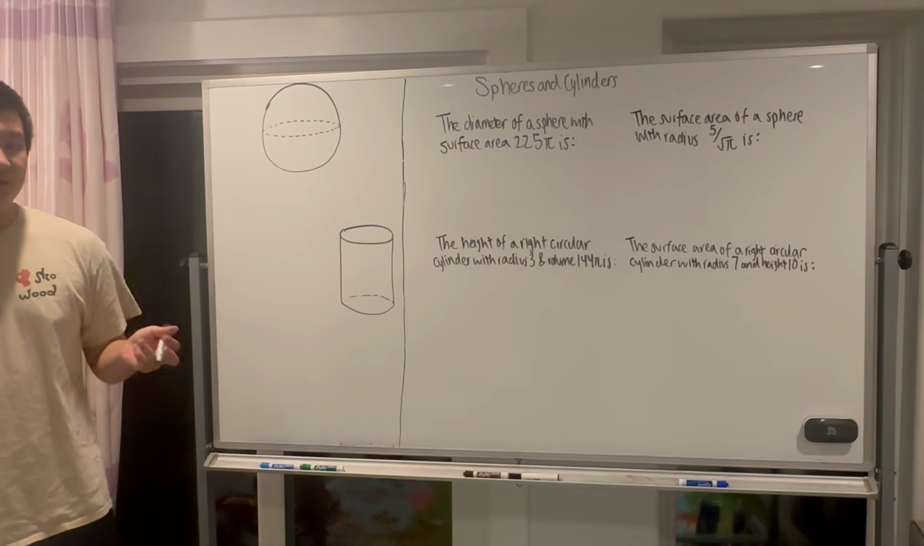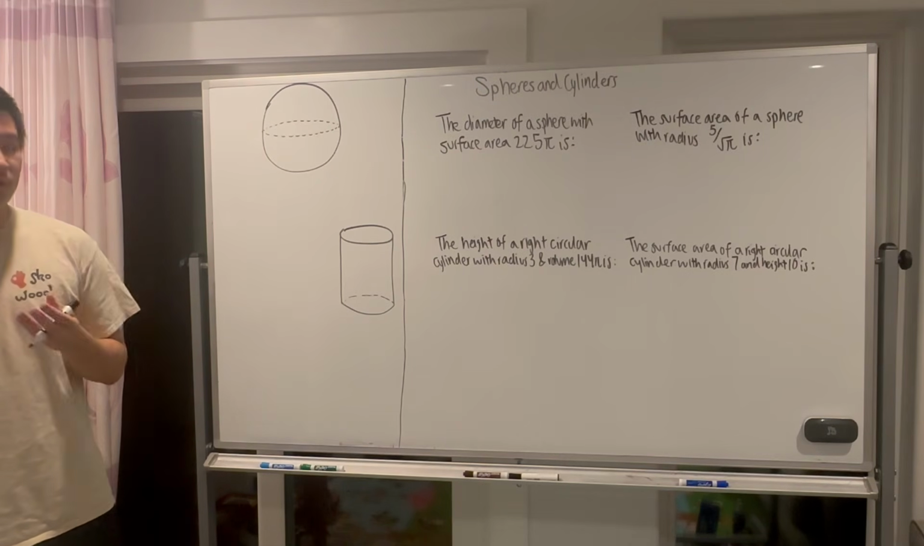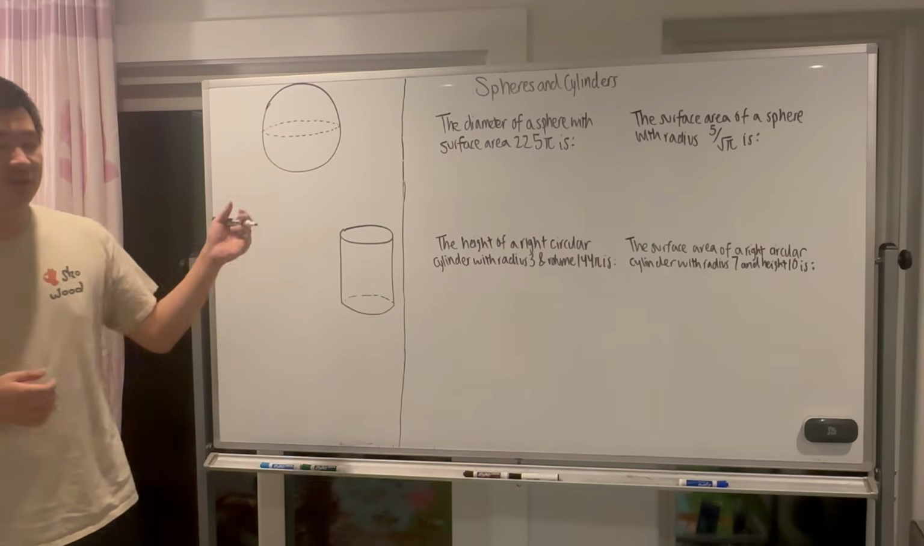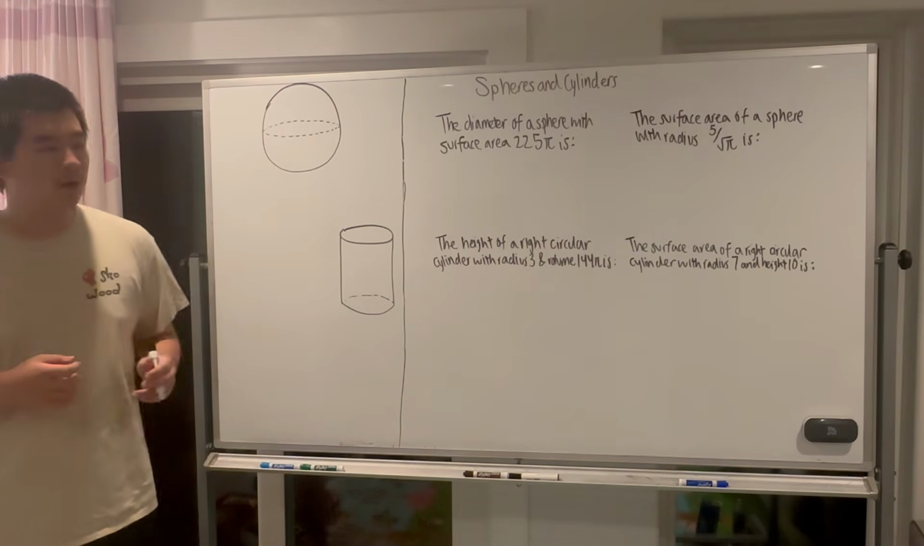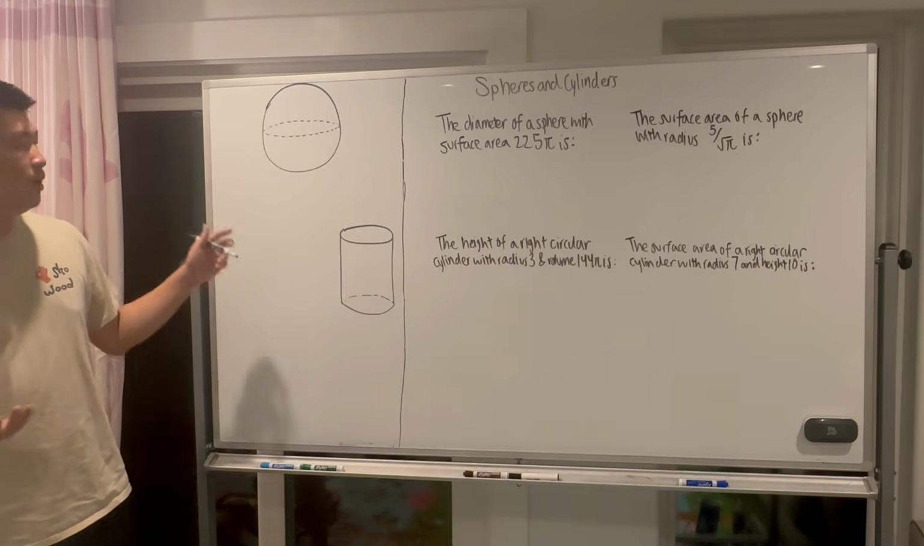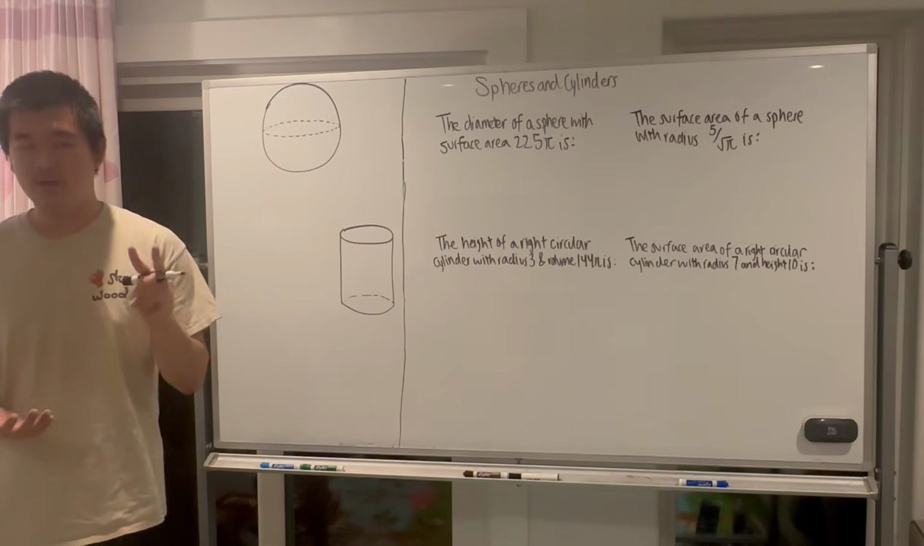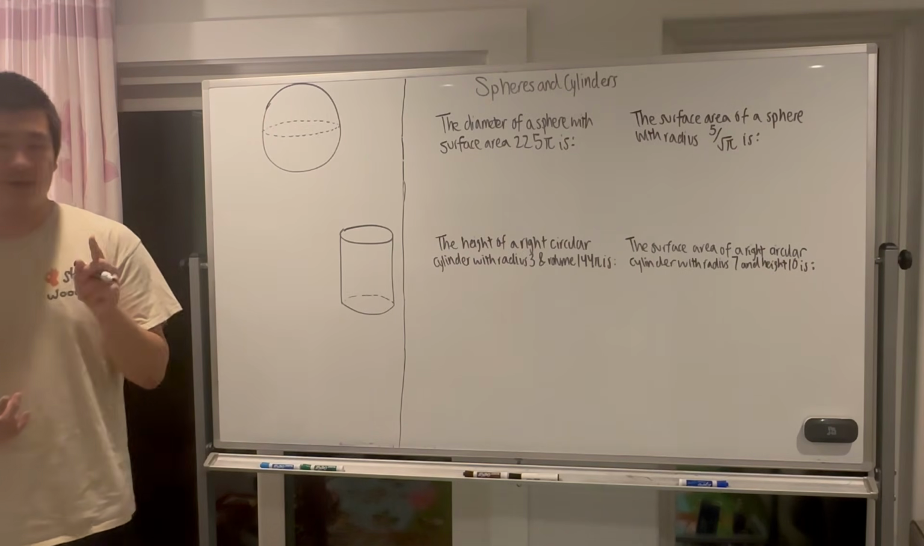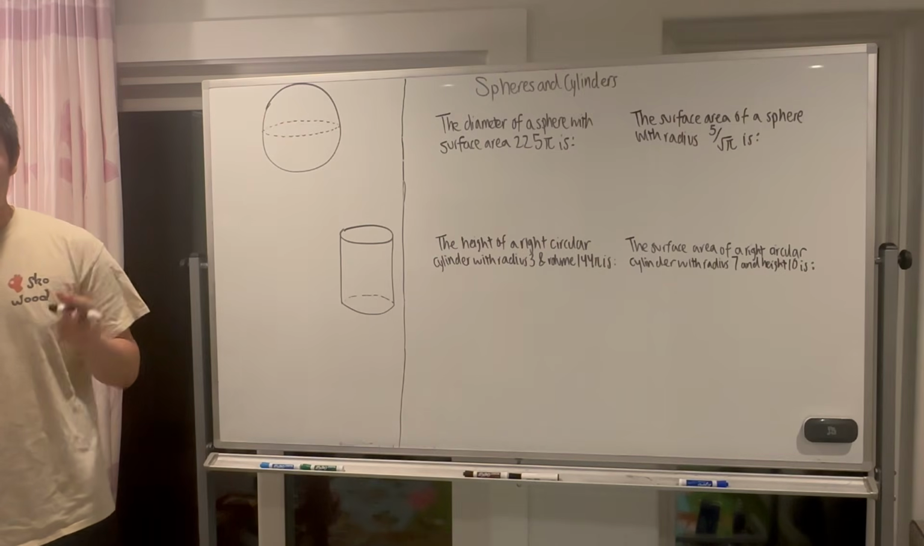This is going to be our last video about geometry, and this time we're doing 3D geometry with spheres and cylinders. Now, like our previous video, with spheres and cylinders, there are two things we're concerned about for each one. The first thing is surface area, and the second thing is volume.